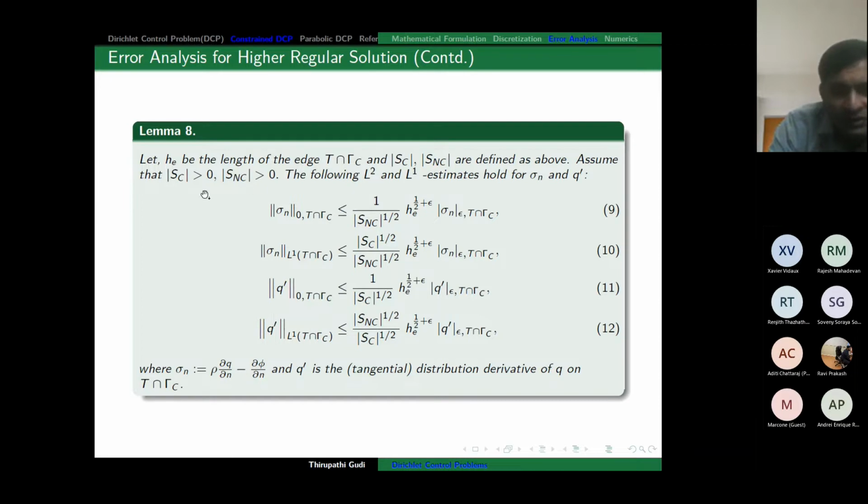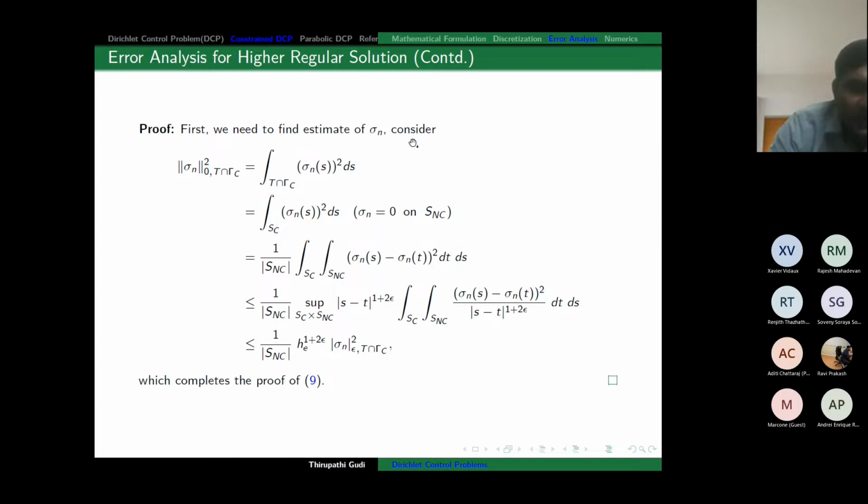Assume that both of the measures are positive, and we can derive the L2 estimate of the sigma n, which is del q by del n and del phi by del n. And then q prime is the tangential distribution derivative of q on the boundary. So the L2 norm of sigma n is estimated by this, and then the L1 norm is like this. And similarly, the derivative of q is like this, and then in L1 norm it is like this. So let us see the proof of one of these.